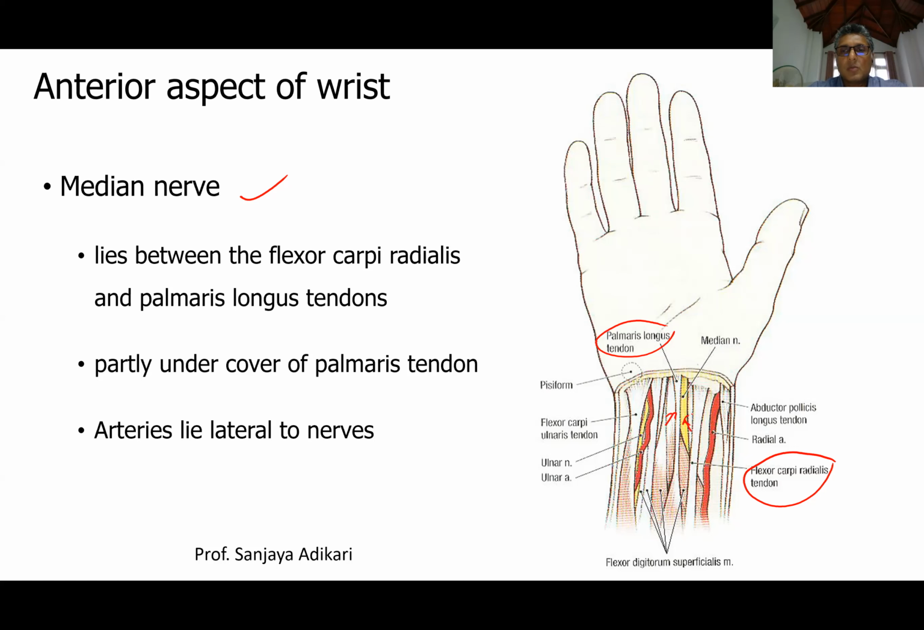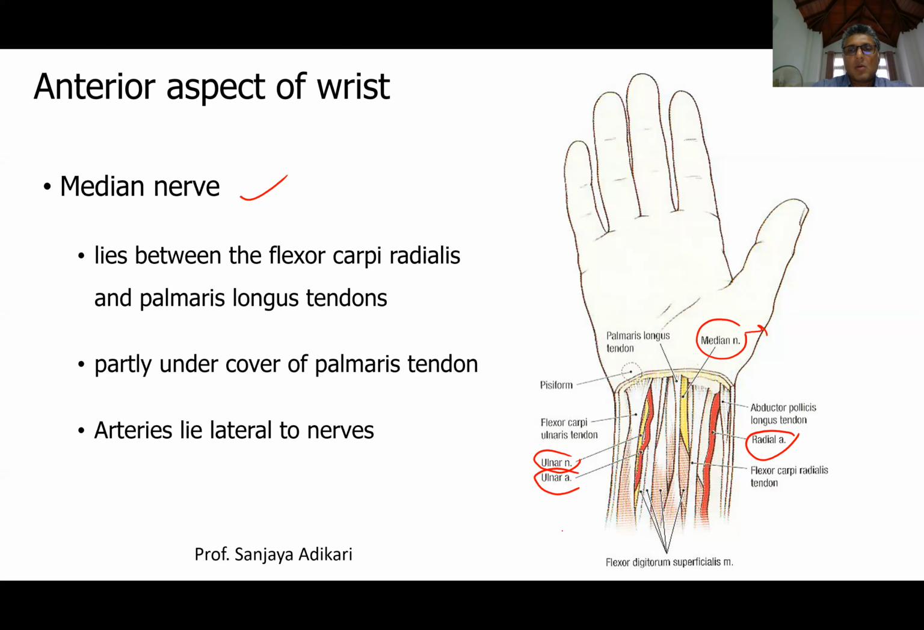So this is important when it comes to nerve conduction studies and all, to keep the probe, whatever. Okay, and usually another thing that you can remember, you get two main nerves here, the median nerve and the ulnar nerve. Then you get two arteries, the radial artery and the ulnar artery. Now the arteries lie lateral to the nerves. Okay, radial artery lies lateral to the median nerve and the ulnar artery lies lateral to the ulnar nerve. Okay, so it's an easy way to remember it.